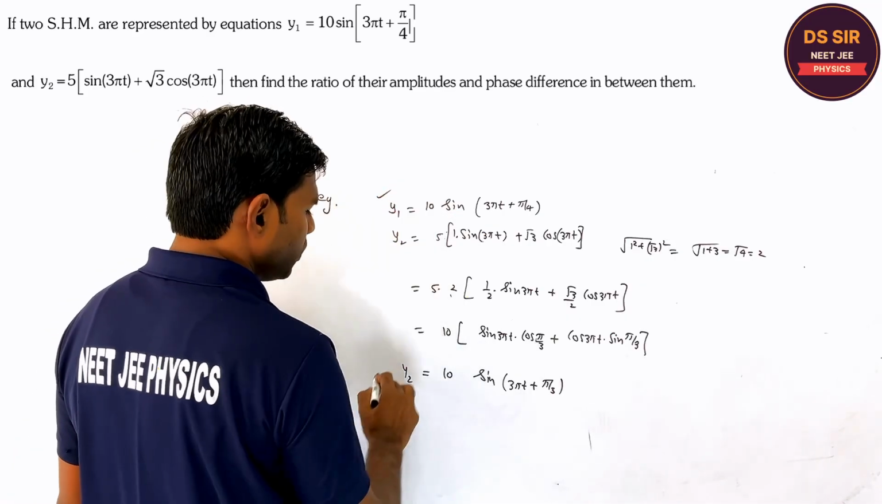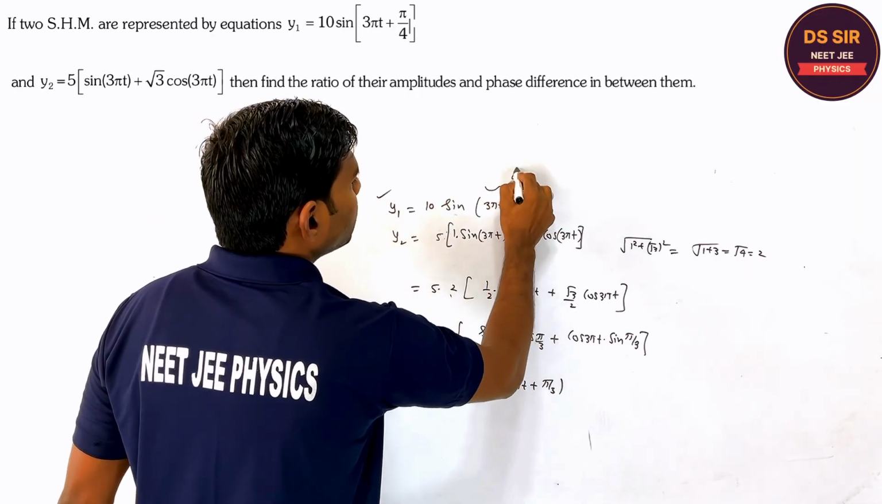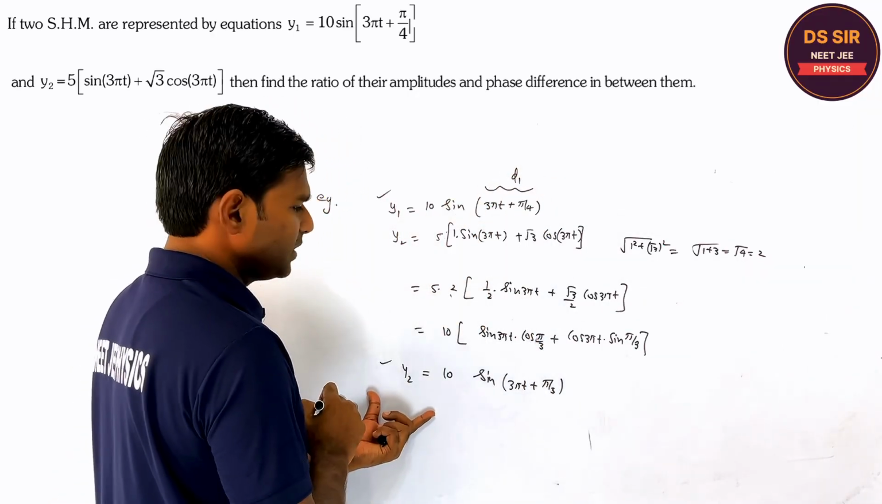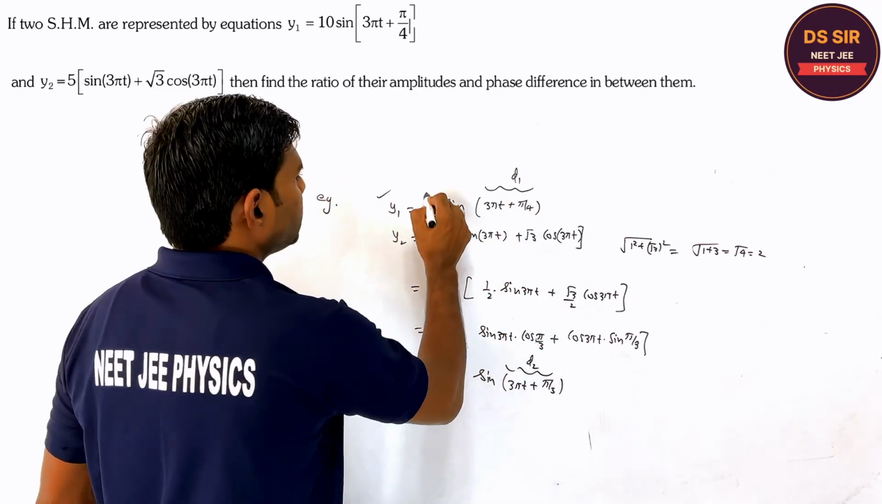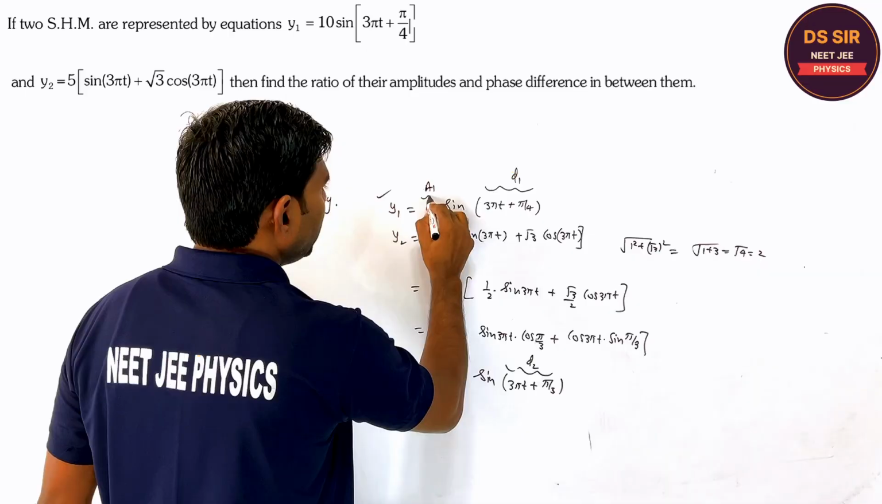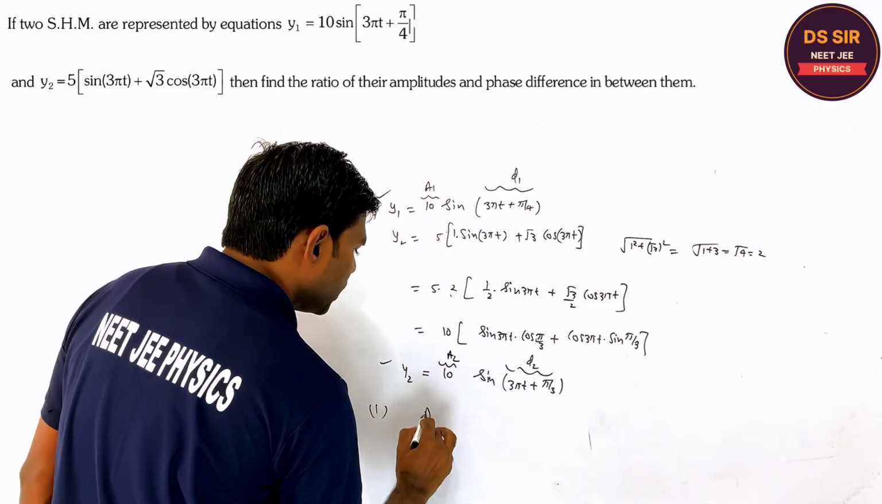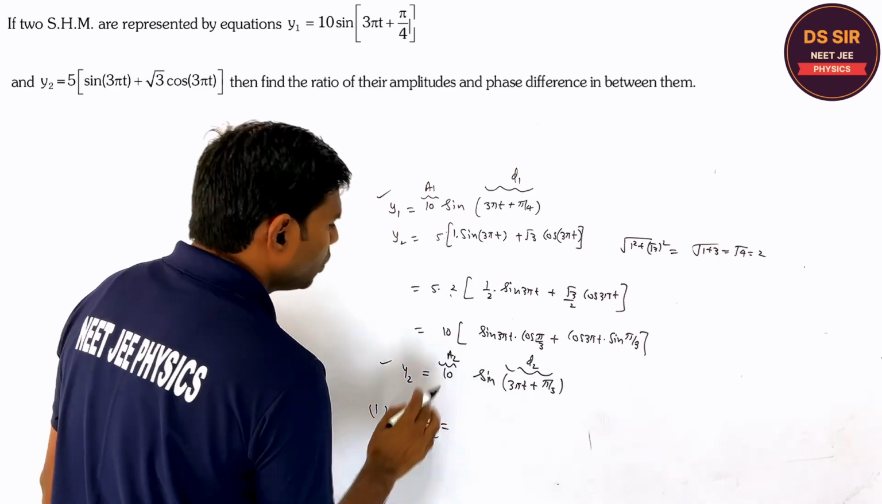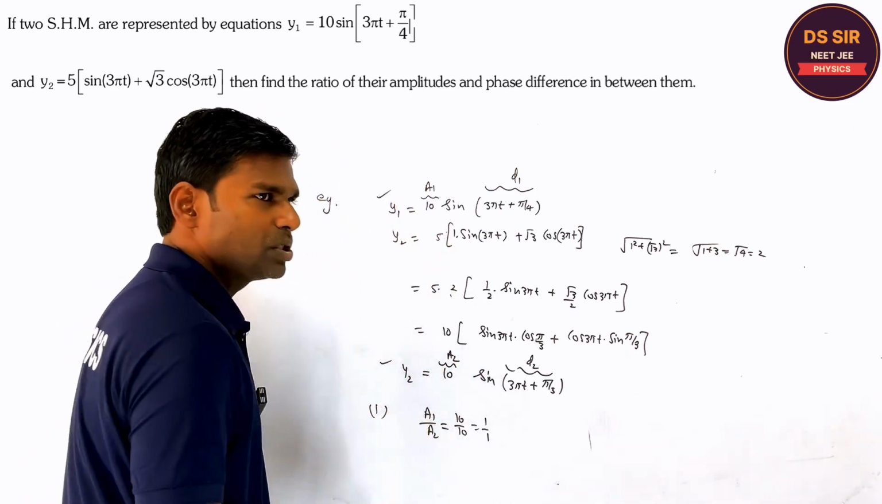So this is the y1 equation, this is the y2 equation. Are you getting? This is the phase of SHM1, this is the phase of SHM2. Is it clear? This is amplitude 1, and this is amplitude 2. They are asking the ratio of the amplitudes. So 10 upon 10, the amplitude is the same, so the ratio is 1.